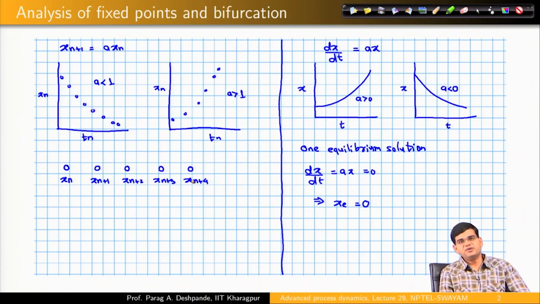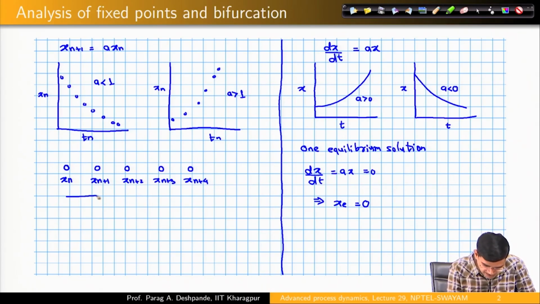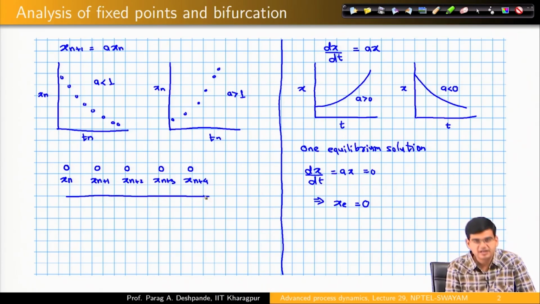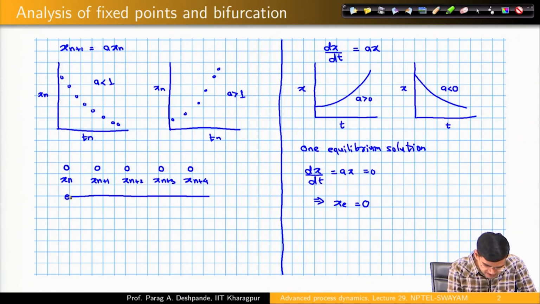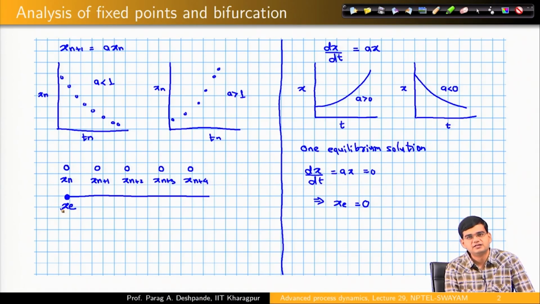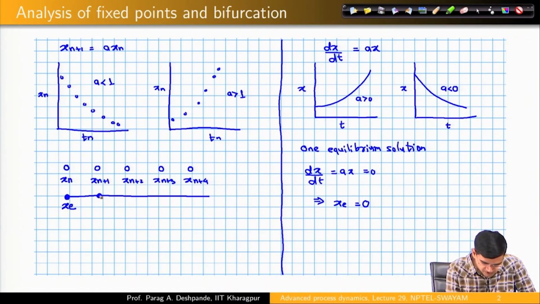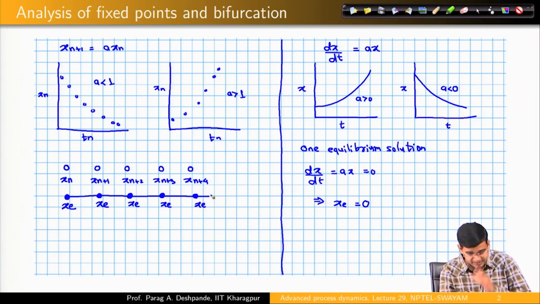If this were a continuous system, then what would have happened? I would have a line, and if this is my x equilibrium, since the gradient is 0, here also I would have x equilibrium, here also I would have x equilibrium and so on, and I can move ahead in time indefinitely and I will still get the value as x equilibrium.